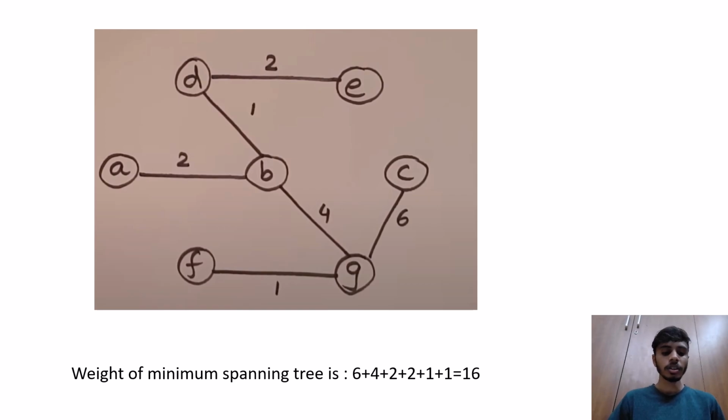Given a graph, we keep including the next minimum edges as long as those edges do not form a cycle in our spanning tree.